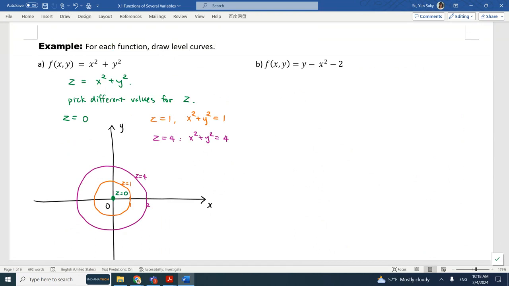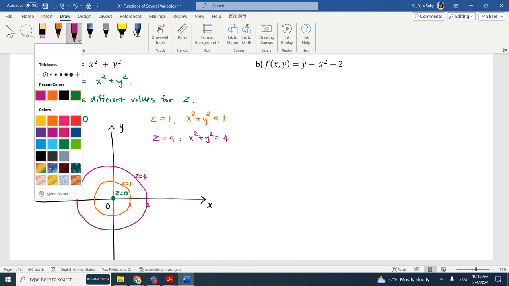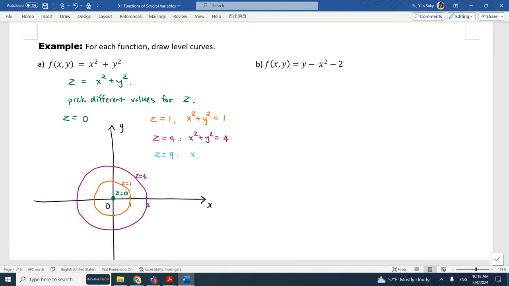Okay. Let's draw one more. What is the next z value you will pick? Exactly. Very good. So when z is 9, x squared plus y squared is 9. Its radius is what? 3. Exactly. So this corresponds to z is 9. So this is a level curve. Is that okay, everybody? All right.